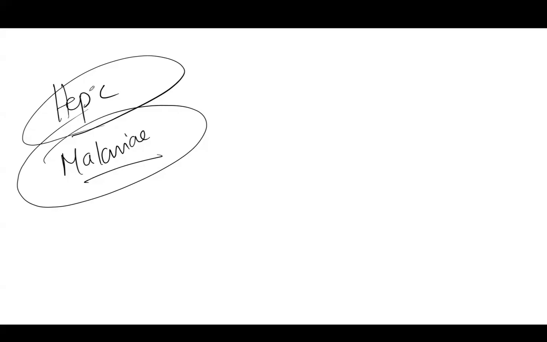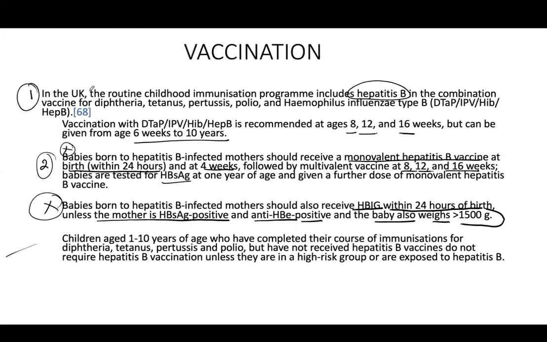You want to see the vaccination slide once? Yeah, please go ahead. This is the vaccination slide one. All right. Please see that.